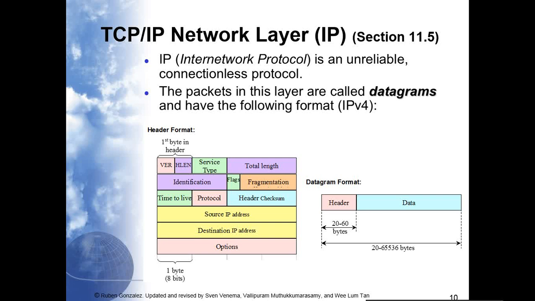So IP, the Internet Protocol, is an unreliable connectionless protocol. The packets in this layer are called datagrams, and this is the IPv4 format. So we have a number of different formats for IP. We're still in the middle of using IPv4, but we're transitioning to IPv6. One of the issues with IPv4 at the moment is we've run out of addresses, so IPv6, among other things, is attempting to resolve that. But we have not yet fully moved over to IPv6. So we're going to focus on IPv4 at the moment, but you'll see over the next so many years, IPv6 will take over.